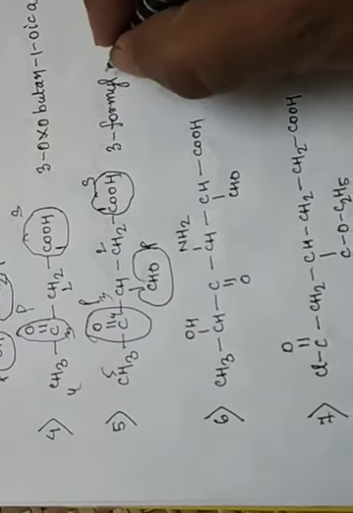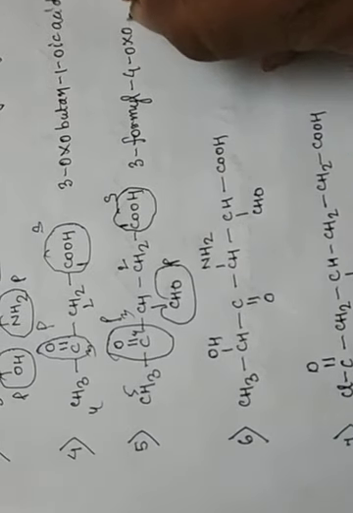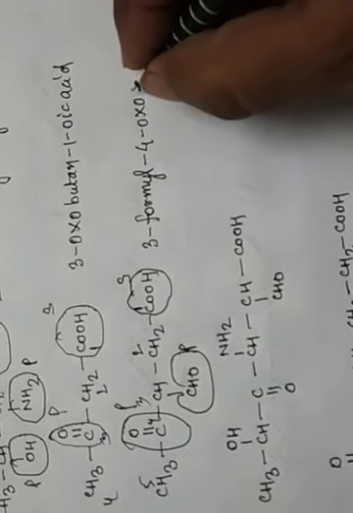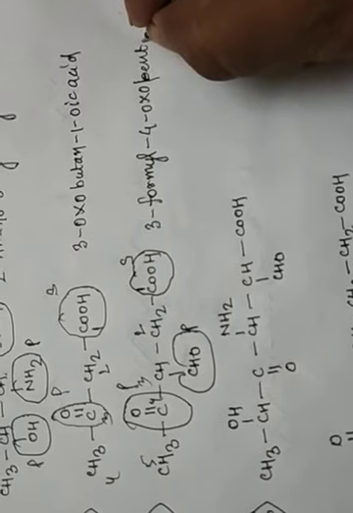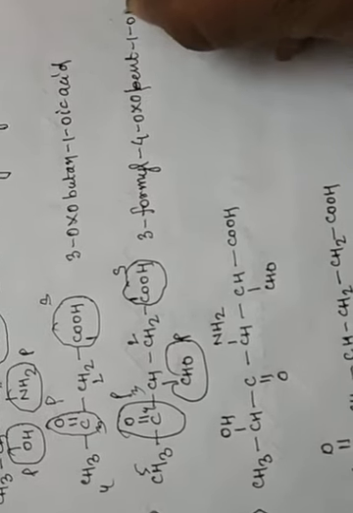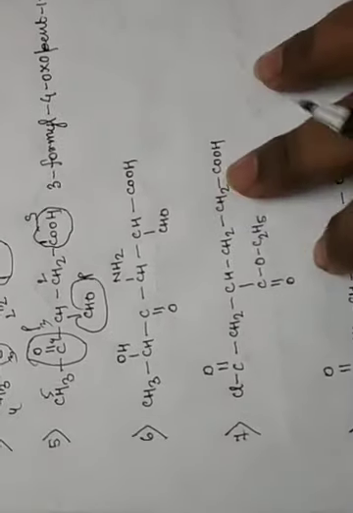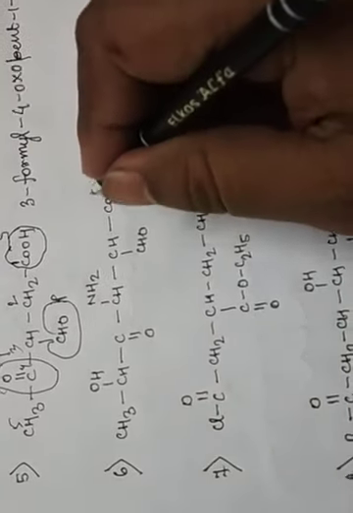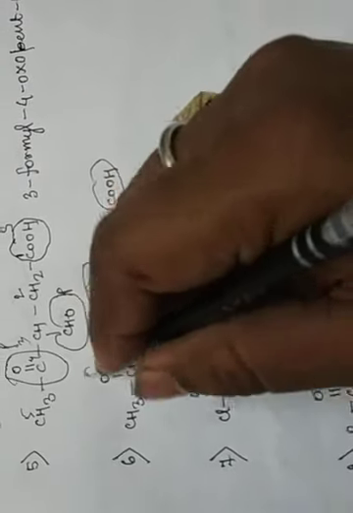Yes. And then after, 4 oxo. And how many carbons in the main chain? 5. It means pent-1-oic acid. And how many functional groups are there? There is a first one: 1, 2, 3, 4, 5.